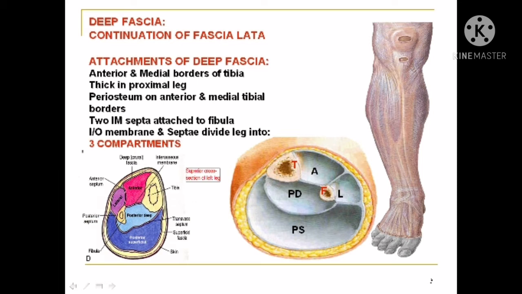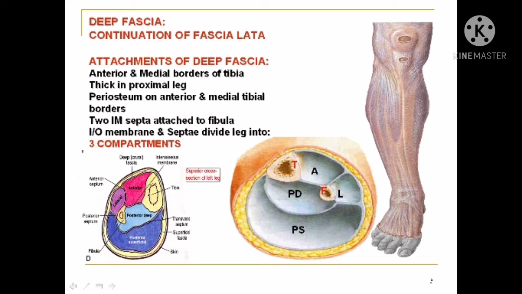In the next diagram, you can see the cross section. T means the tibia and F means the fibula bone. In between the T and F, there is an interosseous membrane, and from the periphery, the deep fascia sends its septa upon the fibula bone. There are two septa which dip upon the fibula and divide the entire leg into three compartments.